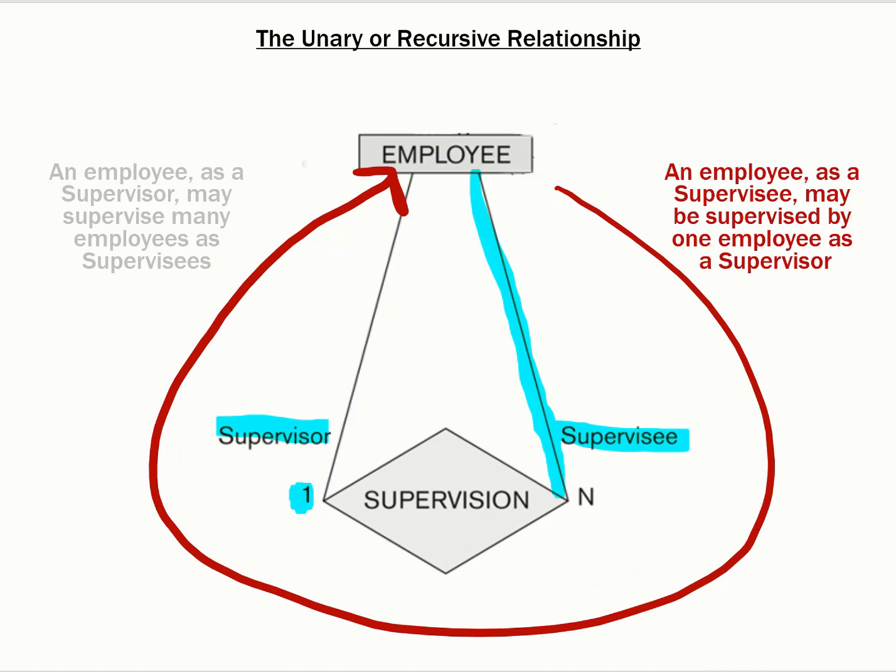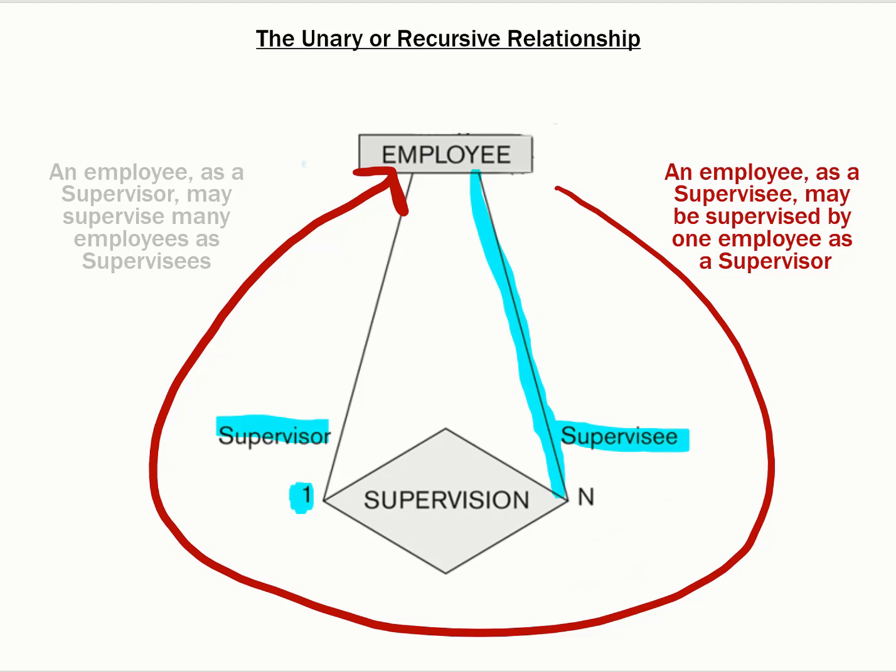Now, let's read the relationship in the opposite direction, as you can see with the red arrow. This time my partial participation is closest to the employee as the subject, and I'm using the cardinality of 1 closest to the object of the sentence. And the sentence reads, an employee, as a supervisee, may be supervised by one employee as a supervisor. Notice again there is partial participation going on, which implies that not every employee has a supervisor.